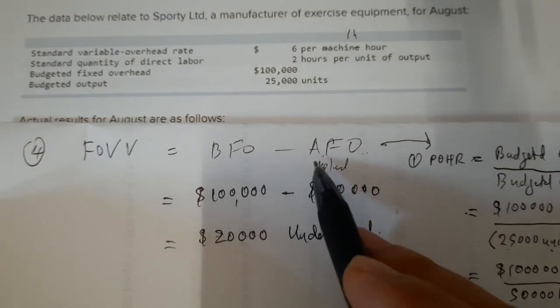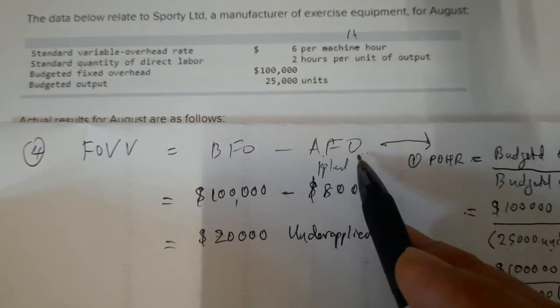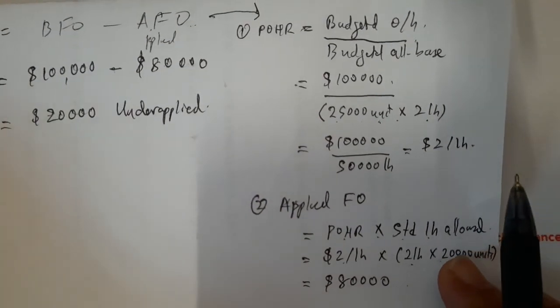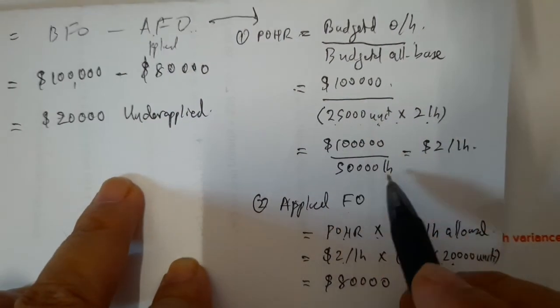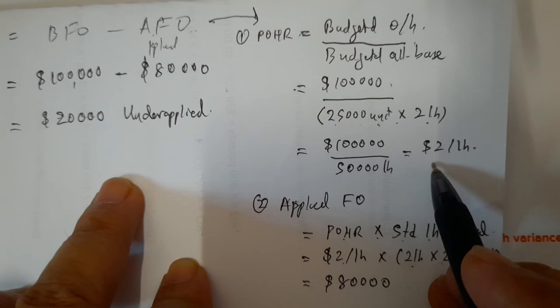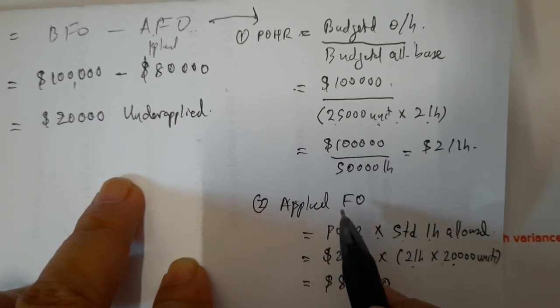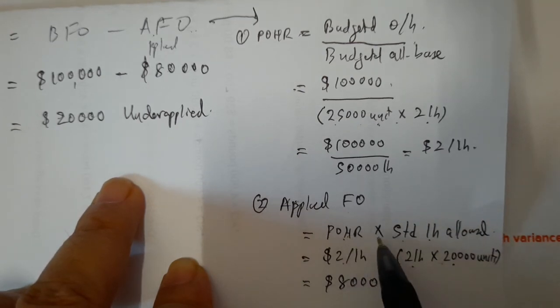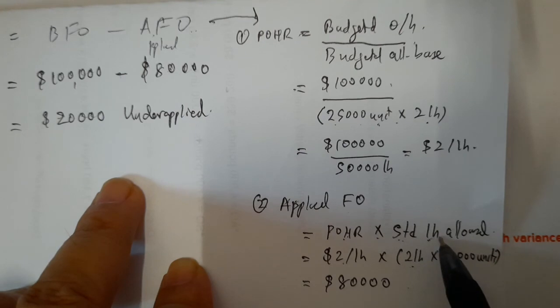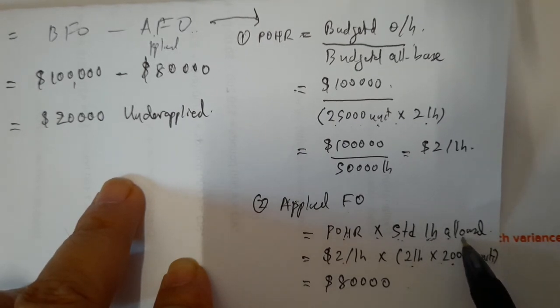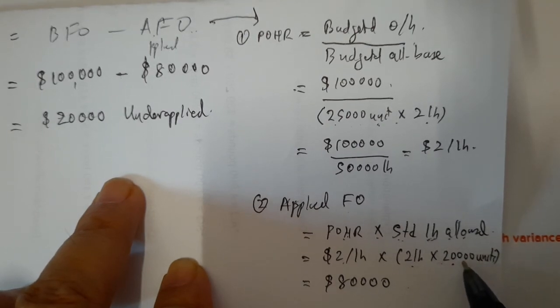Budgeted fixed overhead minus applied fixed overhead. To calculate the applied fixed overhead, you have to do two steps. First, you have to calculate the POHR. In this example, the POHR is $2 per labor hour. And then you calculate the applied fixed overhead. How to calculate the applied fixed overhead? POHR times standard labor hour or standard hours allowed for the actual units of production.